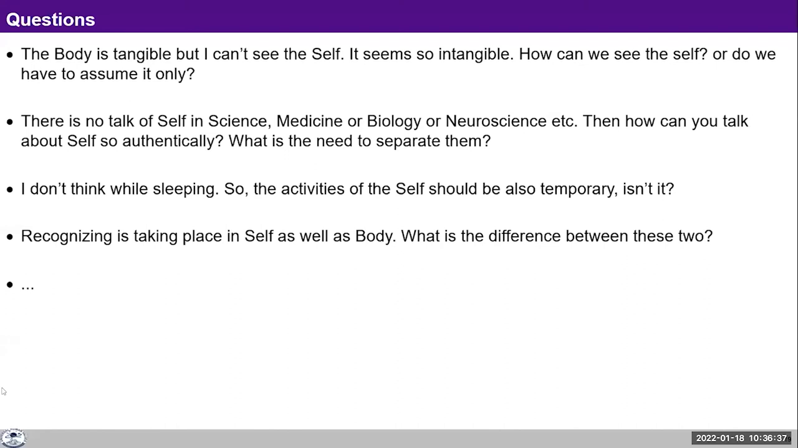So there is no talk of self in the science. Science doesn't talk of self. Science talks of medicine, biology, neuroscience. Everybody is talking about the body only. Then how can you talk about self so authentically? What is the need to separate these two then?